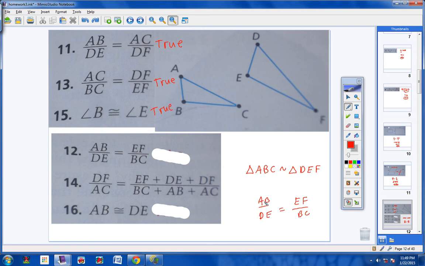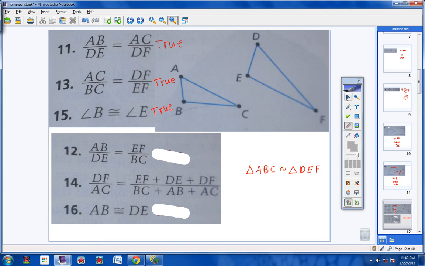Watch. You went AB up top, DE in the bottom. So over here, you've got to put BC up top and EF in the bottom. Look, we went AB over DE. So you have to then say BC over EF. AB over DE, BC over EF, and we didn't do that. We have EF over BC. So no, this is not true. It is a false statement.